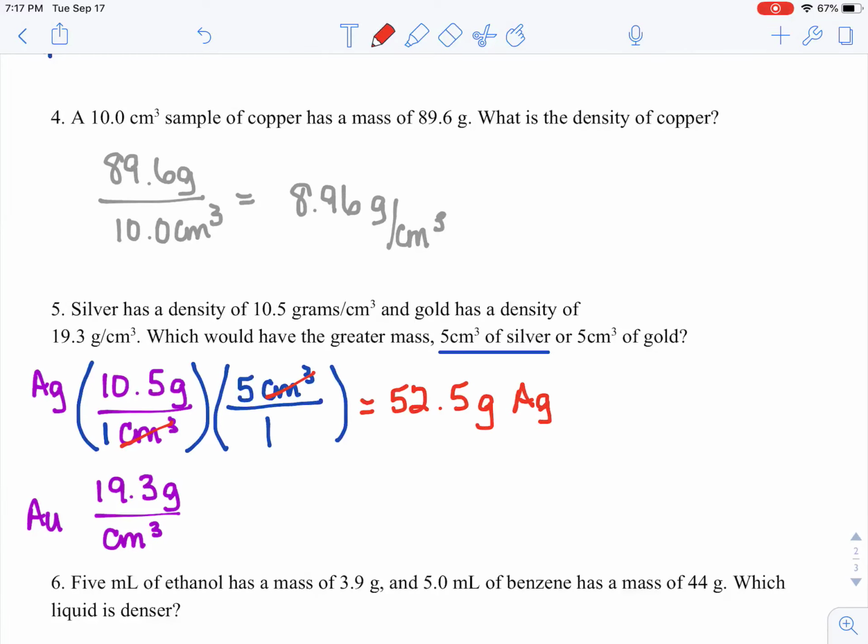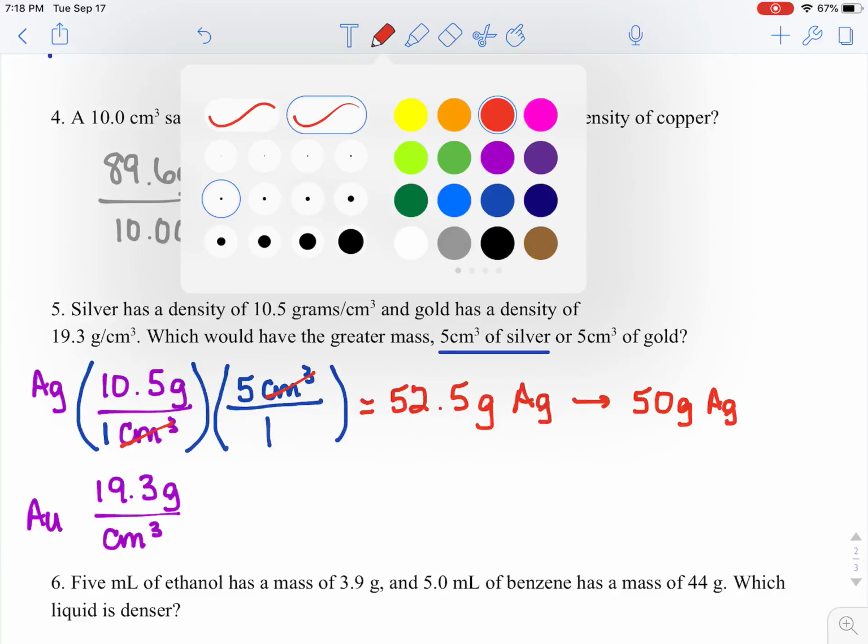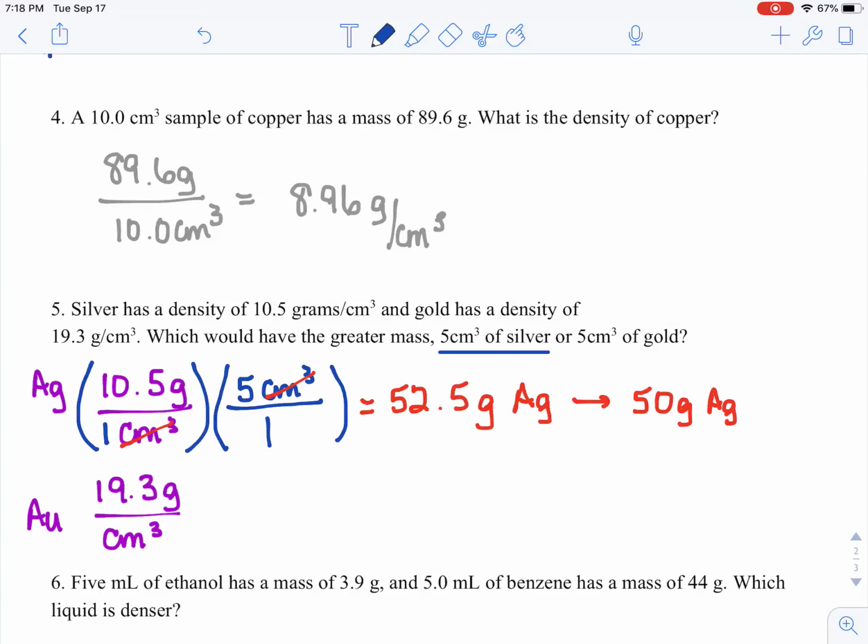Okay, so looking at what's going on here, if I was converting to significant figures, I would need to convert to 50 grams of silver. So we'll have that as our information for that. And then we're going to take a look at the next piece, which is determining what the mass of gold I have is.